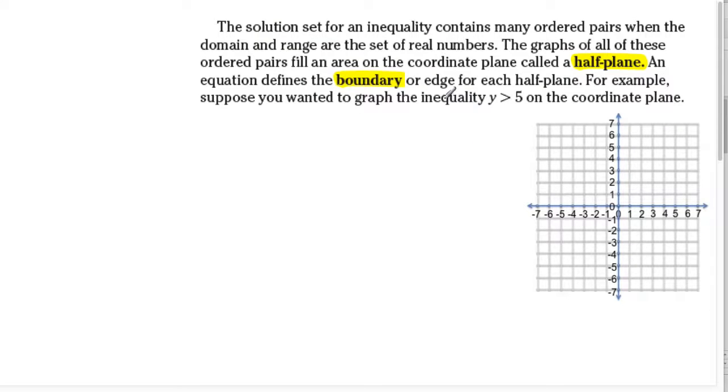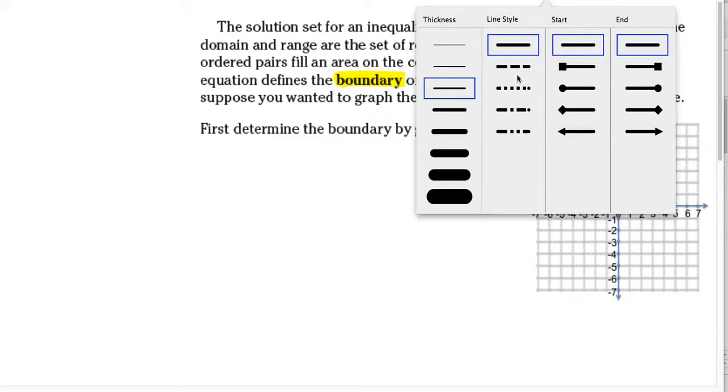On the other hand, everything to the right of that boundary will make the inequality false. Okay, let's go back here. So we have the inequality y is greater than 5. The first thing we need to do is draw the boundary of y equals 5. So first we need to determine the boundary by graphing y equals 5.